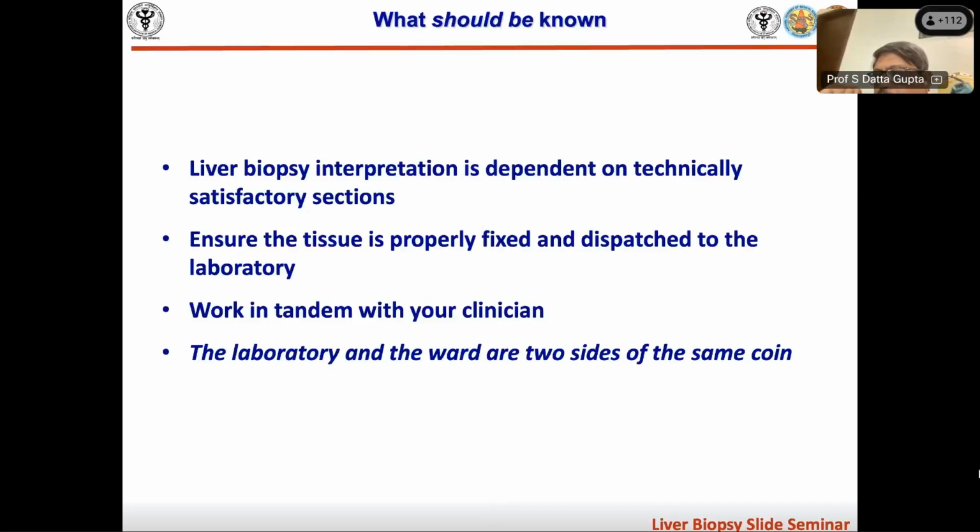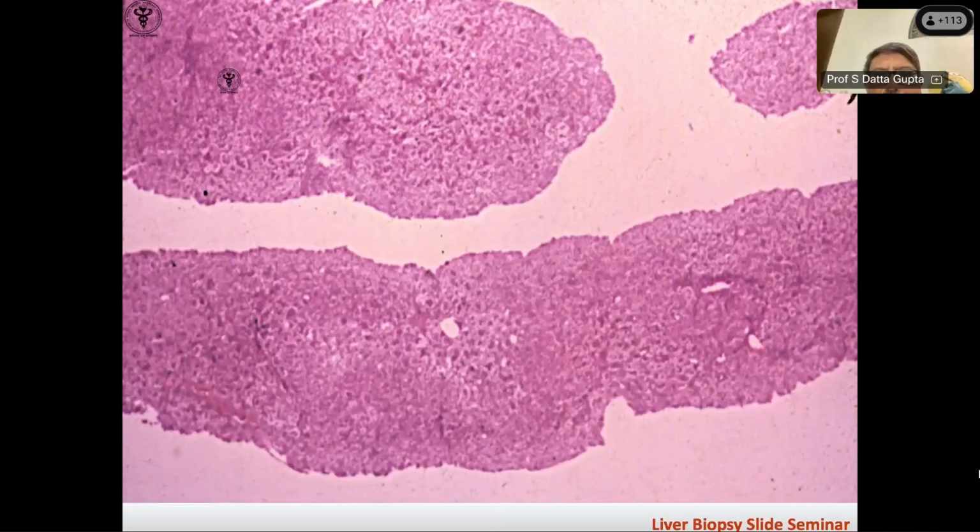This is true for almost all biopsies and all surgical pathology. You must have a good rapport with your clinicians. In fact, gastroenterologists and we are very good friends.